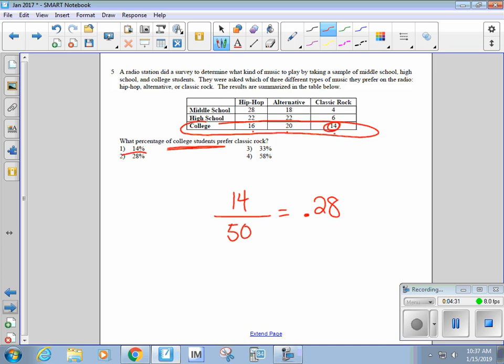And 0.28 is 28%. So whenever they say what percentage of a certain group, you circle that group or pretend that's your whole group.